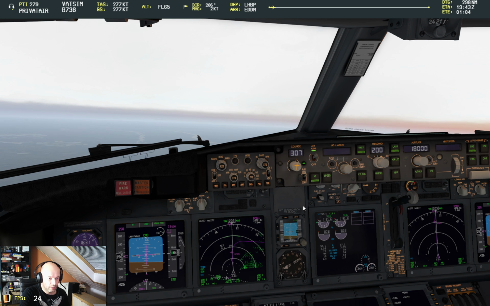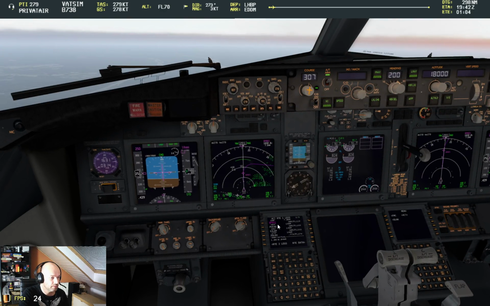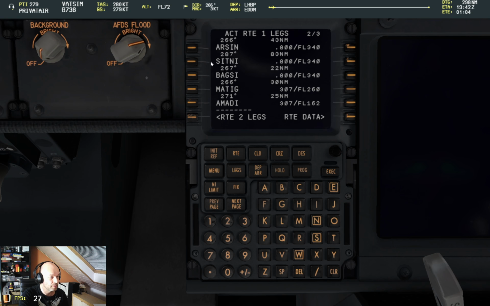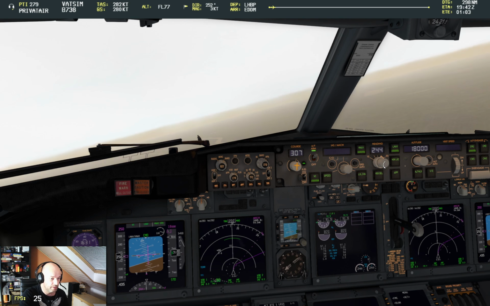Before we do that, we can have a look here at the takeoff check. So gear up, lights out and off, auto brake off, flaps are up, lights out, and 7,000 feet, and we can go direct to Arzin. Arzin, insert, and execute. There we go. Should be a nice right turn, nice shortcut. Excellent. Thank you very much.